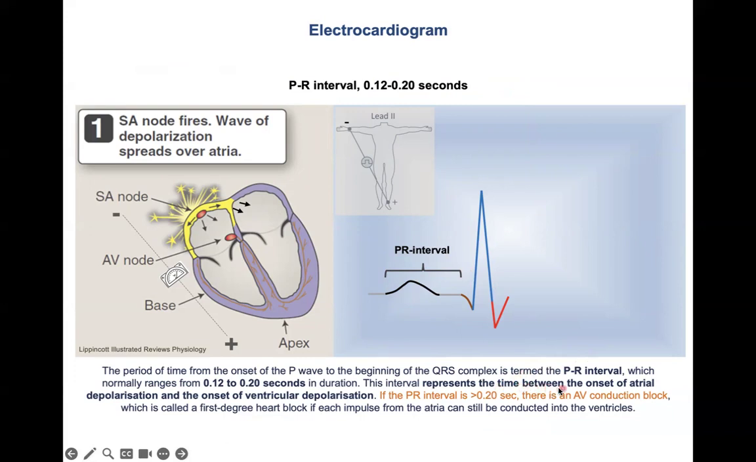It represents the time between the onset of atrial depolarization, which is here, and the onset of ventricular depolarization, which starts right here. I will discuss in the next slide. Okay? And normally this PR interval takes about 0.12 to 0.2 seconds. If it is prolonged, this may be an indication for pathologies, which I will discuss in a separate video. Normally, if this is a slight prolongation, it may be an indication for conduction block, AV conduction block.